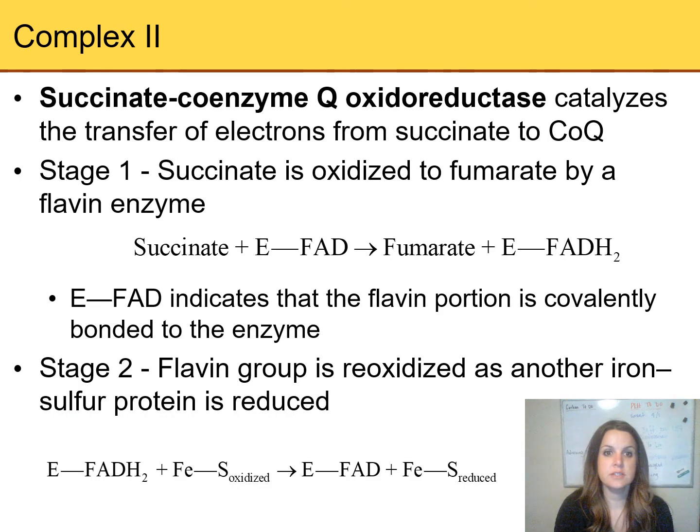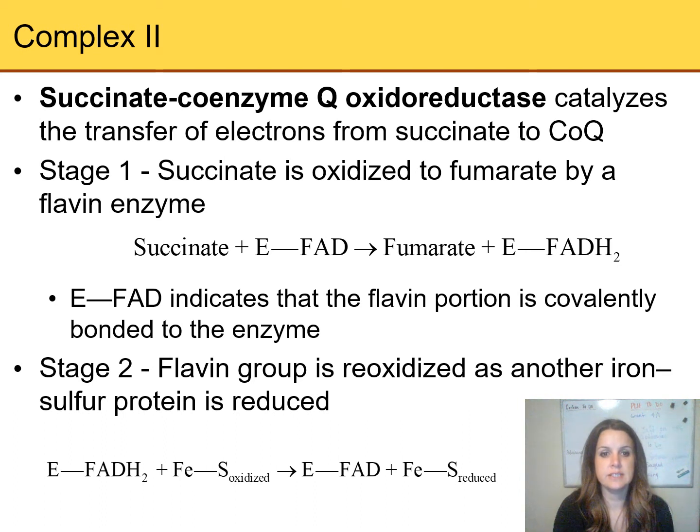Complex 2, called succinate coenzyme Q oxidoreductase, catalyzes the transfer of electrons from succinate, which you find in the Krebs cycle, to coenzyme Q. So this is going to occur in 3 stages. In the first stage, succinate is oxidized to fumarate. So go back and think about the Krebs cycle and recall which reactions this occurs in. And in this reaction, you see a reduction of FAD to FADH2. The E here represents the enzyme that FAD and FADH2 are bound to.